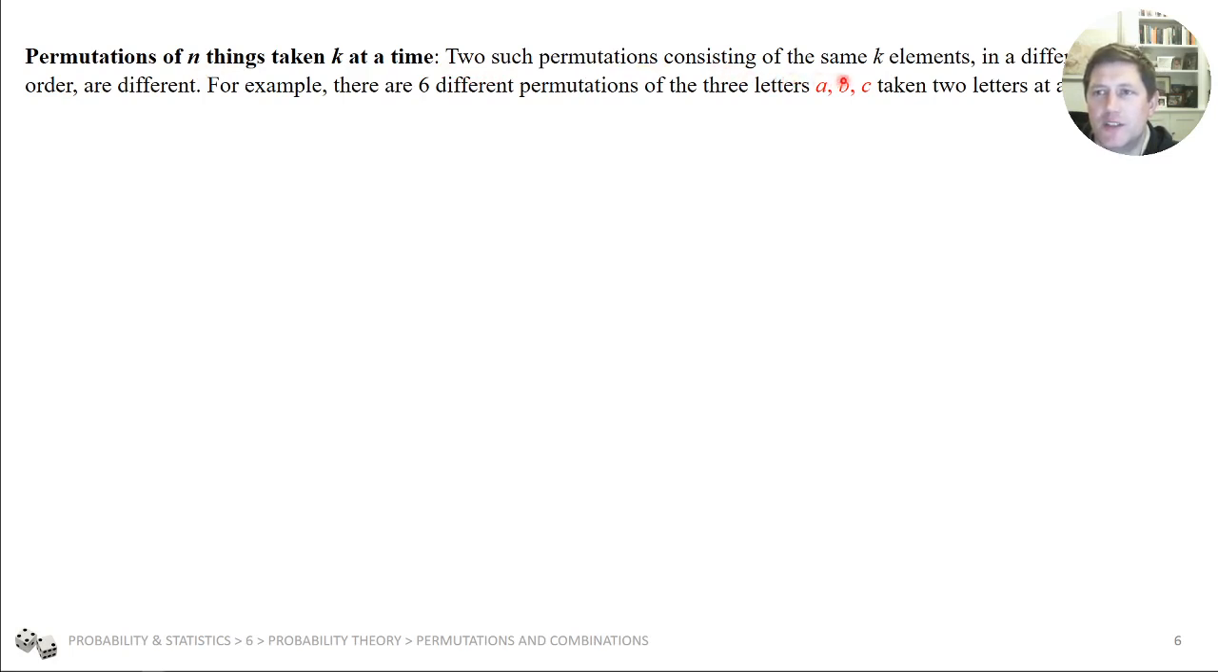Two permutations consisting of the same k elements but in a different order are different, because order matters with permutations. So for example, there are 6 different permutations of the 3 letters A, B and C taken 2 at a time. So we've got A, B and C, but we're just taking 2 at a time, and there are 6 different ways we can do that. AB, AC, BC, BA, CA and CB.